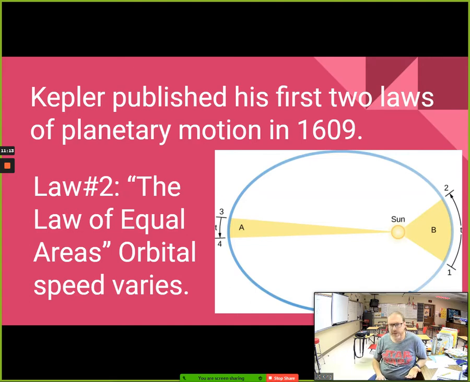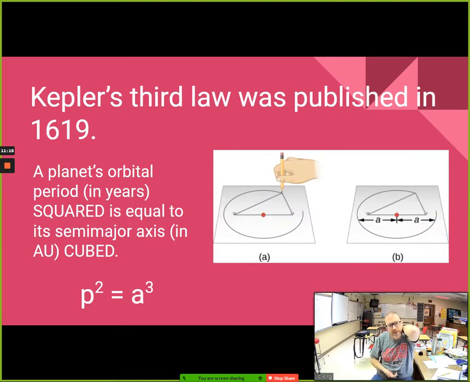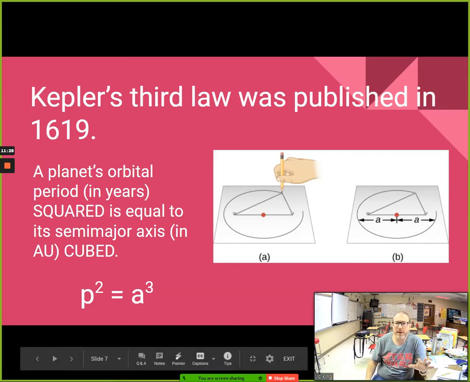Okay? So think about what you know about the Earth. The distance between the Earth and the sun is 1 astronomical unit, 1 AU. Now he found even more so that if you express a planet's orbital period in years and you express its semi-major axis in AU, then it perfectly fits this equation right here. That if you square its period, that's equal to its semi-major axis cubed.